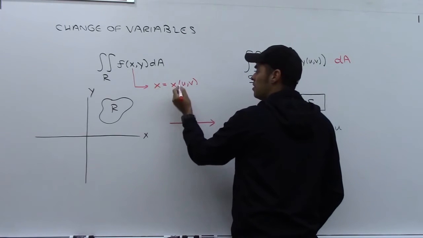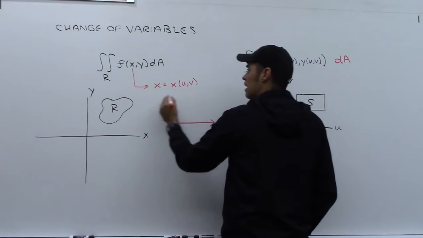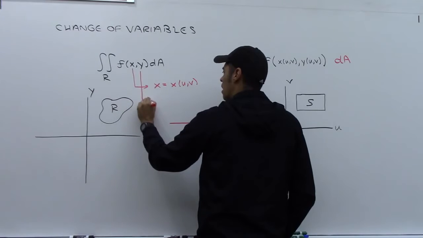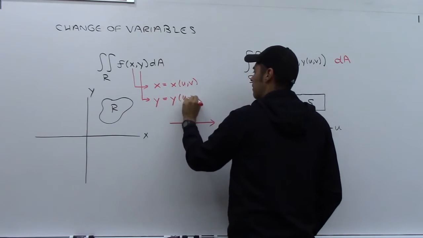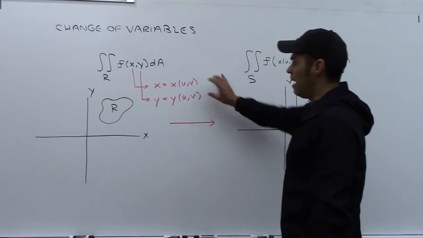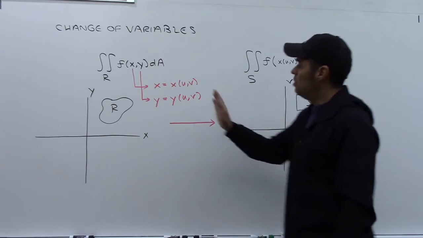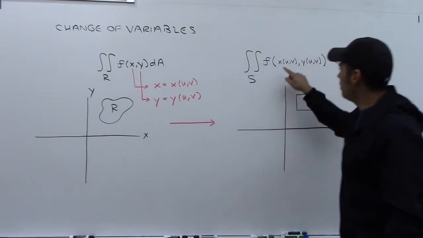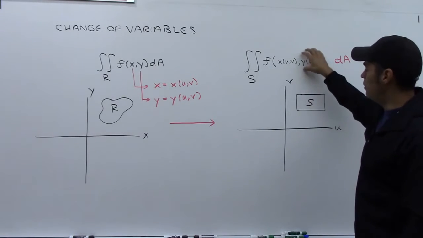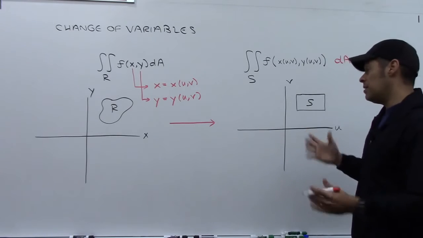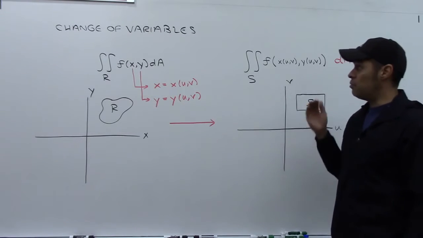So x becomes some function of u and v, and also the y, everywhere I see a y, I'm going to change that to a function of u and v. Now these functions don't necessarily have to be the same. So what I'll do is I'll just replace x over here with some function of u and v, and y with some function of u and v, and then I should be able to integrate over this new region.